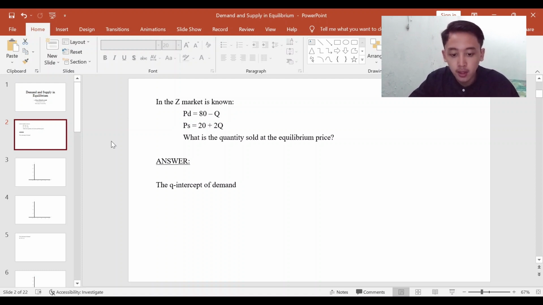Let's start by plotting our demand and supply curves on the graph. To do this, we must first determine the intercept of demand and intercept of supply. The Q intercept of demand is found easily by setting price to 0 and calculating the quantity at which price demanded equals 0.